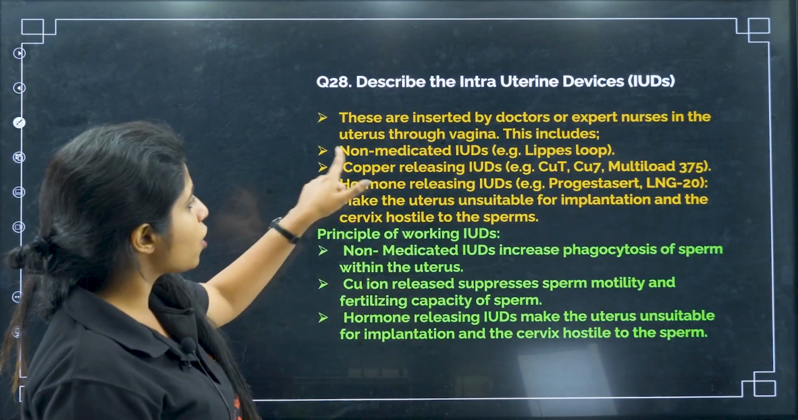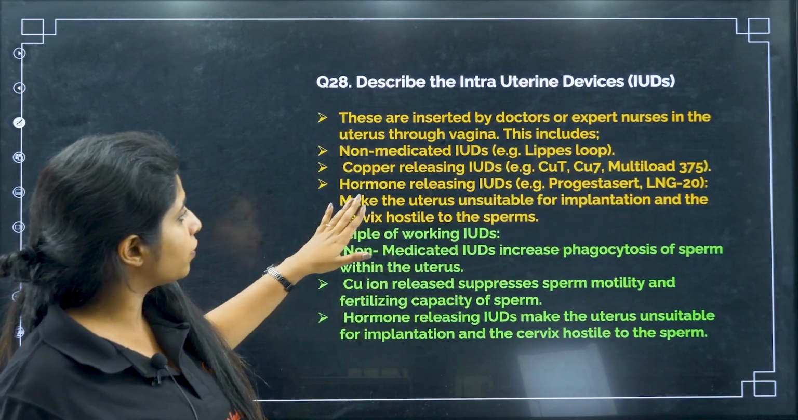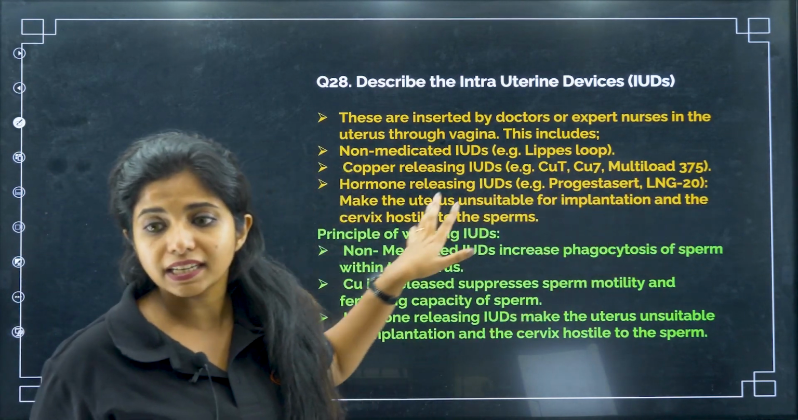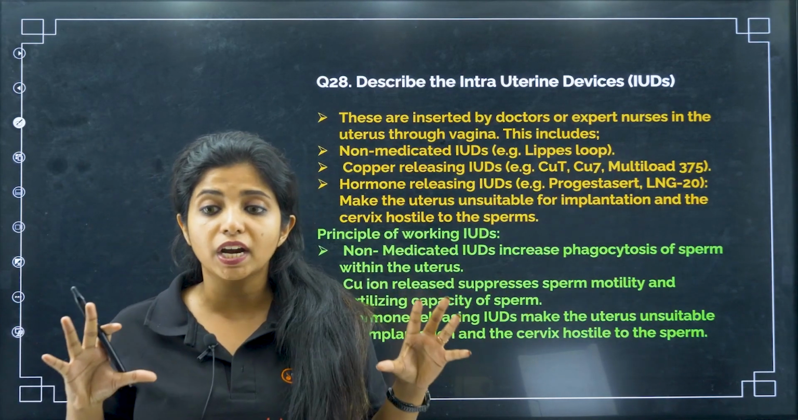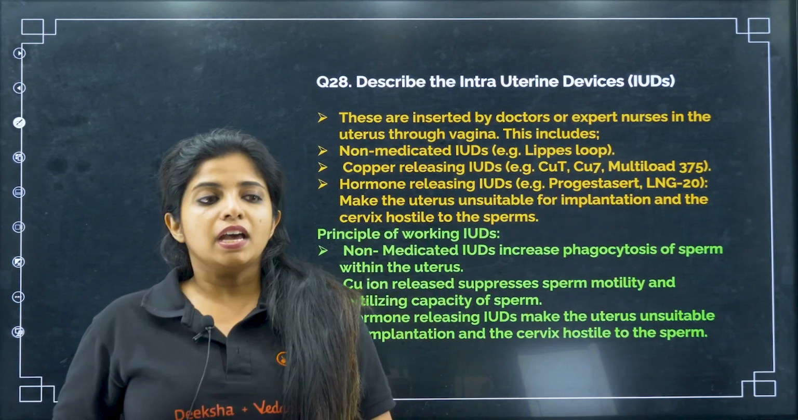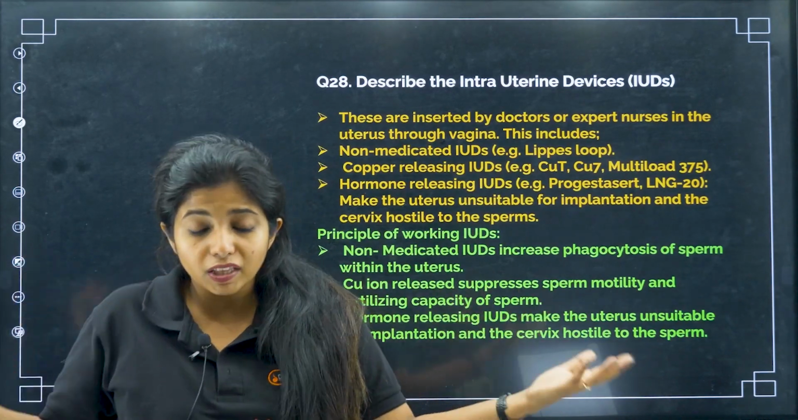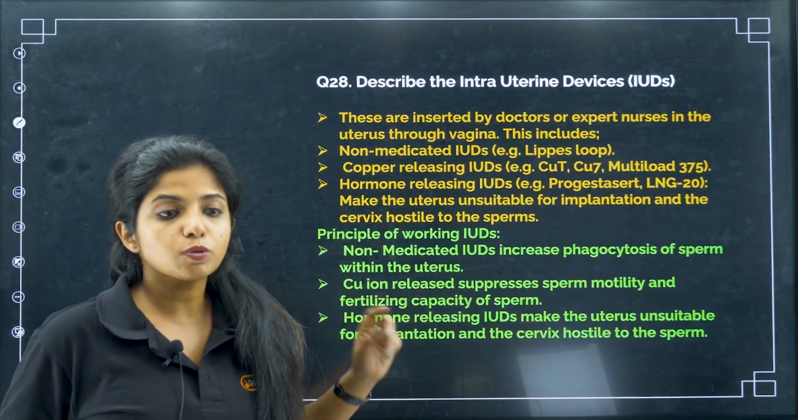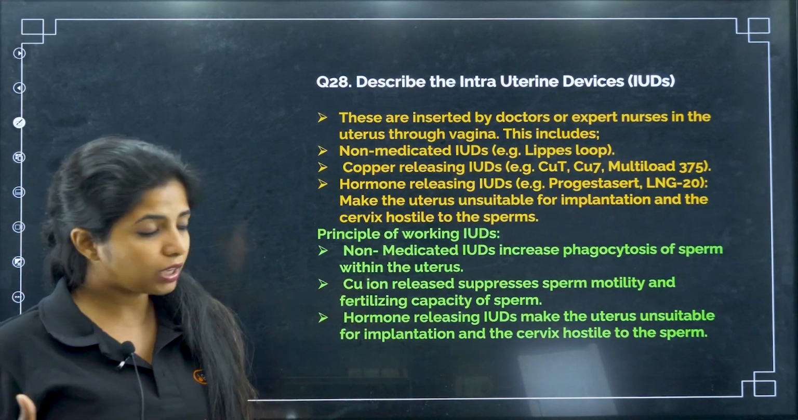Okay, so you have 3 non-medicated, that is Lippes loop, copper releasing, that is CuT and Cu7, Multiload 375, and hormone releasing, that is progesterone or LNG20, my dear children. Non-medicated ones are basically going to increase the phagocytosis of sperm. It is just something foreign, and when something foreign comes, our white blood cells become active. So anything that comes along with it, my dear children, whether it be sperm, they are going to be killed. Cu ions basically are going to mess up the motility and the fertilizing capacity of the sperm. So they won't be able to move.